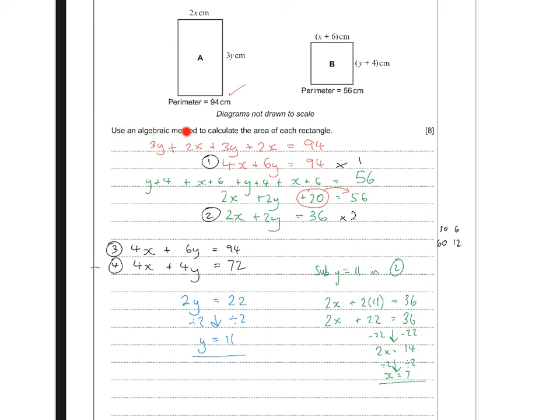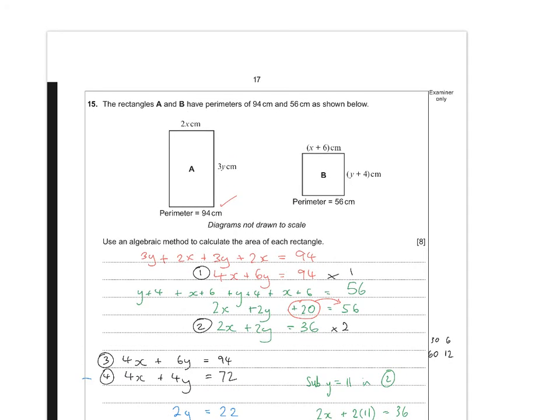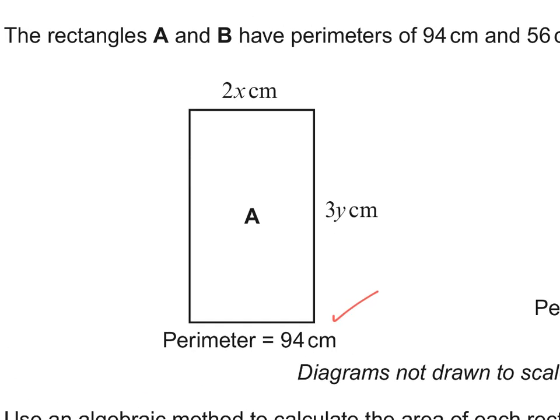It said, use an algebraic method to calculate the area of each rectangle. I have found the sides. Okay, so for rectangle A, I'm going to zoom in. We have just found that x is 7, so this is 2 lots of 7, which would be equal to 14. And this is 3 lots of 11, which would be equal to 33. So to work out the area, I need to do 33 times by 14.